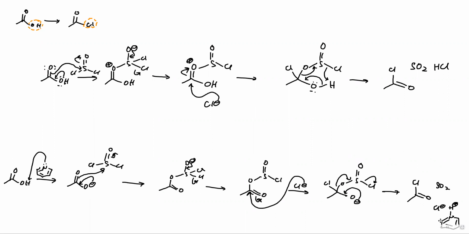So there you have it. That's how we make acyl halides. The next person in the family is going to be carboxylic anhydrides, or acid anhydrides, or acyl anhydrides, whatever you want to call them. Even anhydride by itself is okay.